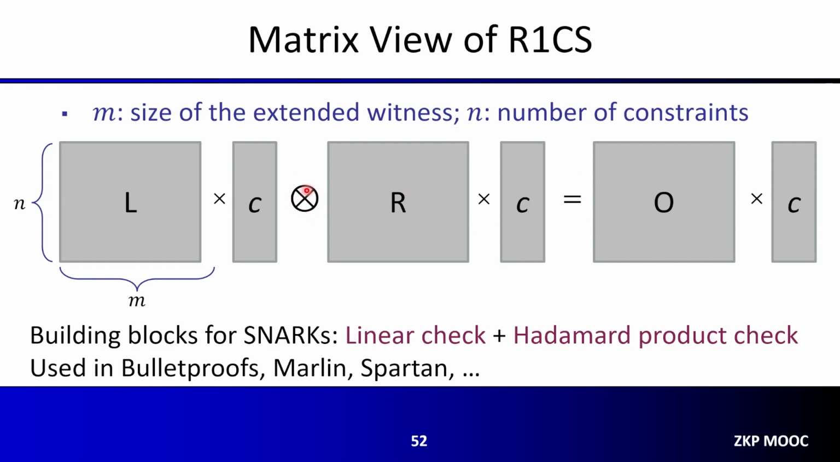And the only remaining step is to check the Hadamard product relationship, which is the element-wise product. The first vector times the second vector element-wise equals the third vector. And once both checks are true, then we have a valid R1CS system and assignment. So that is a very convenient view of R1CS and a common approach to design SNARKs for R1CS. And this has been used in Bulletproofs, Marlin, Spartan and so on, for SNARK systems beyond those based on QAPs.